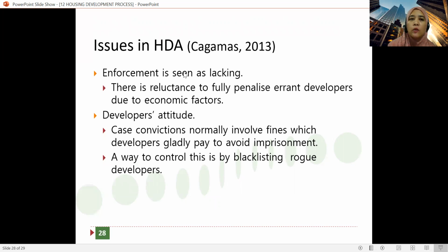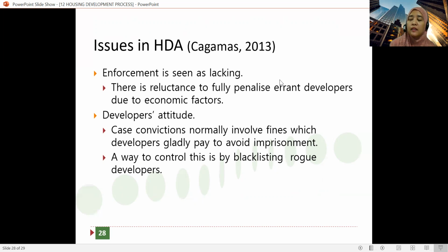Some issues in the Housing Development Act, according to Cagamas a long time ago, 8 years ago: enforcement and also developers' attitude. Enforcement is so lacking, they said. It is very weak. There is reluctance to fully penalize errant developers. If we impose fines that are too high, the developers will go bankrupt. What happens to the remainder? What happens to their other projects? Will they be abandoned too? That will not be good.